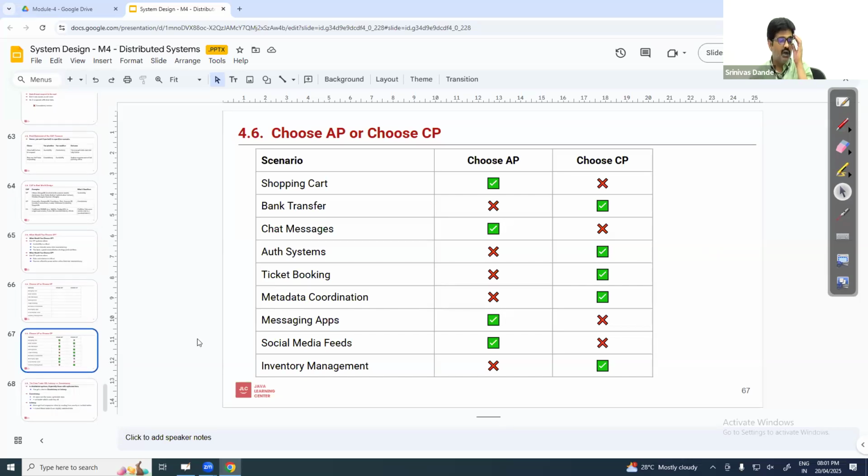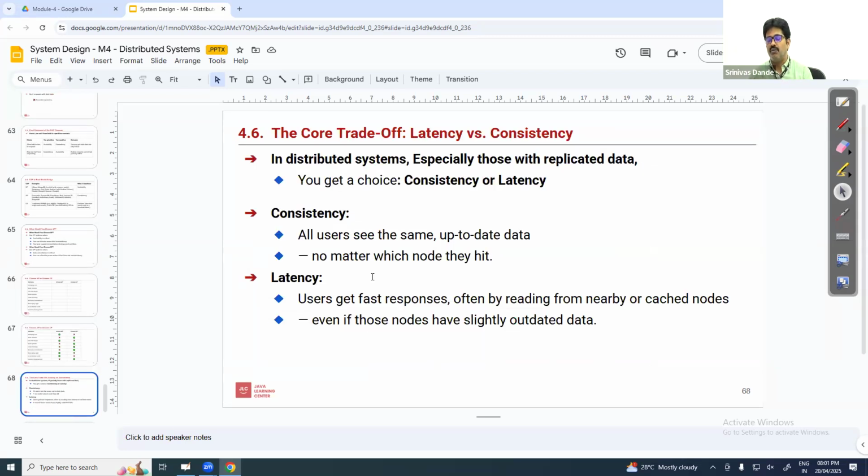So we are able to understand what is required for us, whether you want A or C for a distributed system. Another important trade-off: latency versus consistency. This is an important trade-off. In distributed systems, especially with replicated data, that's the use case we have taken. You have a choice. You choose either consistency or latency.